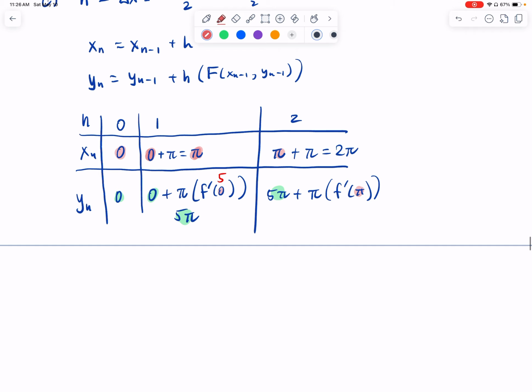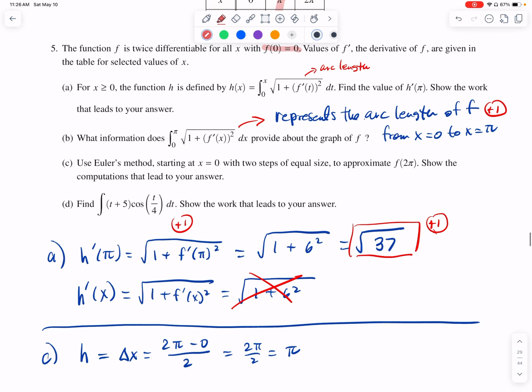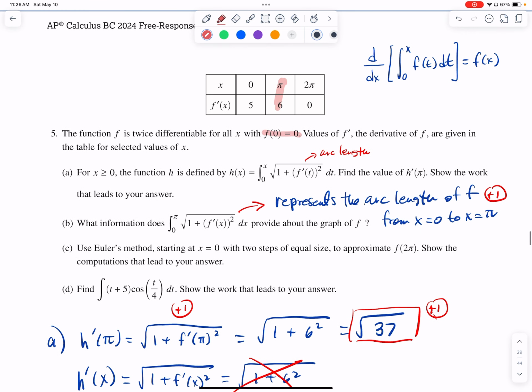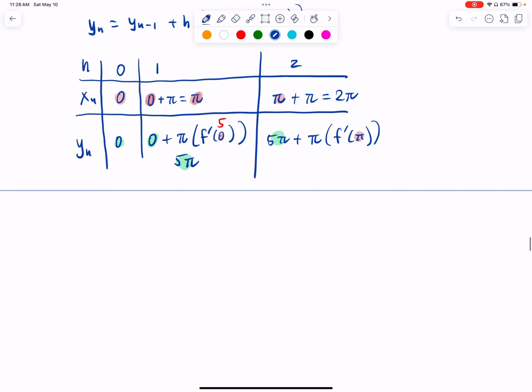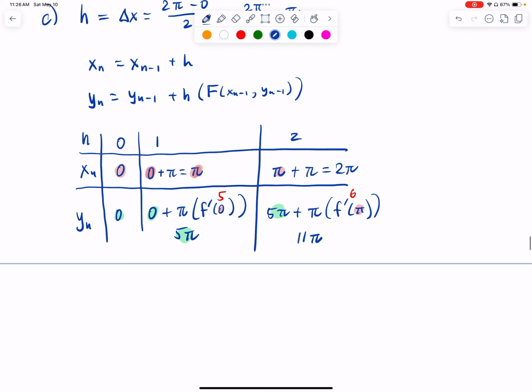Anyway, we're going to get f prime of pi from the table. F prime of pi is 6 this time. It's the thing I have highlighted already. So this is a 6, making a 6 pi plus a 5 pi gives us our final answer of 11 pi. So this means that f of 2 pi is approximately equal to 11 pi.